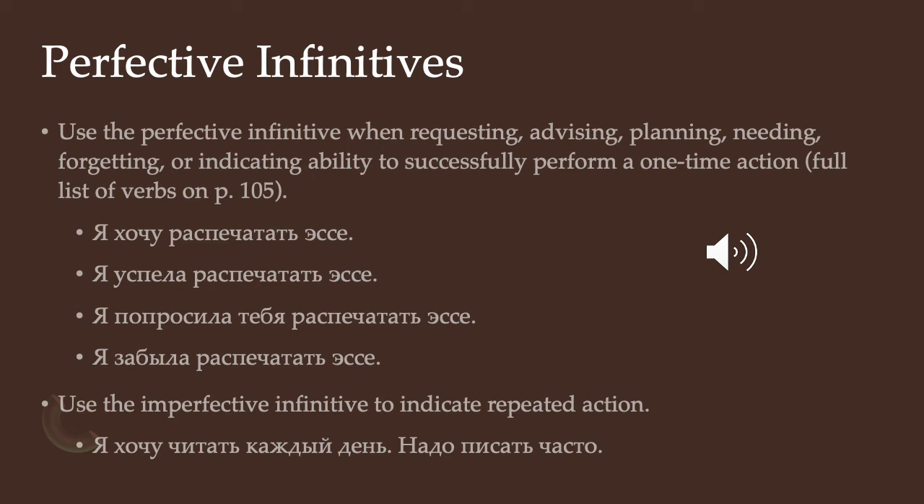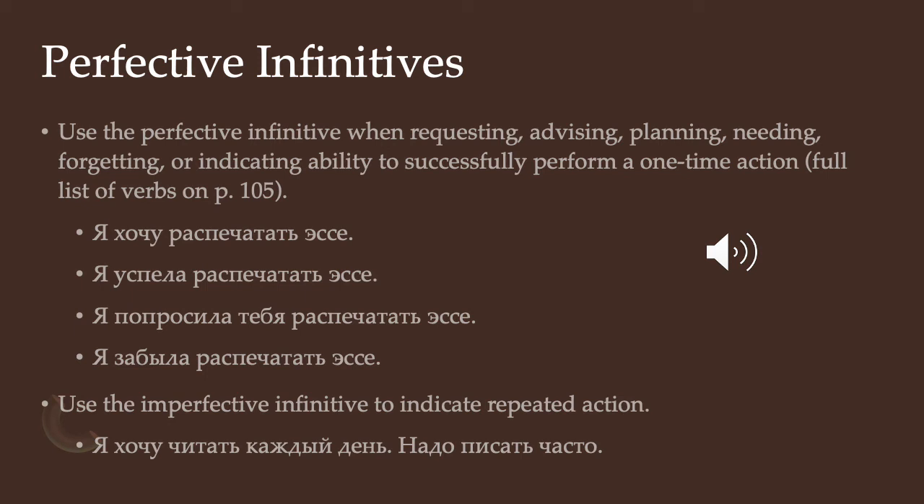I want to print off the essay. And note that we have this indication of a successful completed action here. I want to print off the essay. I don't just want to start printing the essay or engage in the process of printing the essay. I actually want to print it off. So we have the perfective.